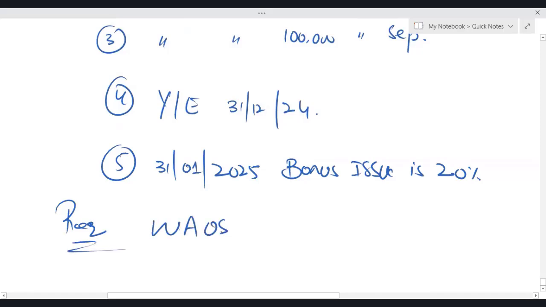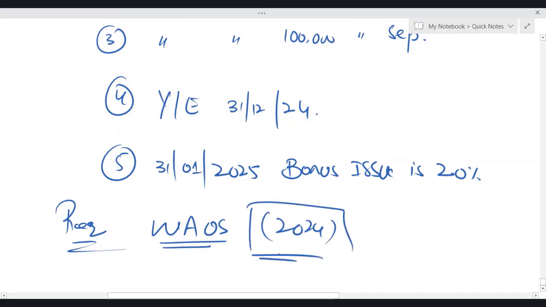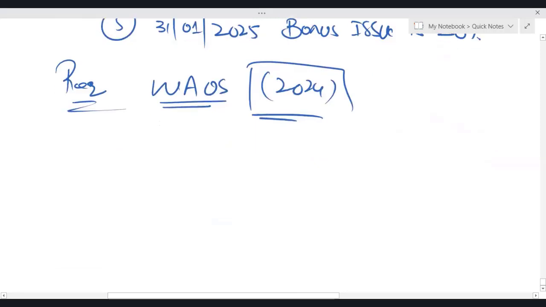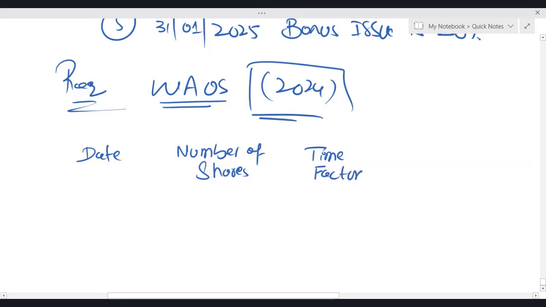You need to calculate the weighted average ordinary shares, and you are working for 2024. You just need to calculate weighted average ordinary shares. So student, please try. Let's try together. Make columns: date, number of shares, time factor, adjustment factor, and obviously weighted average.